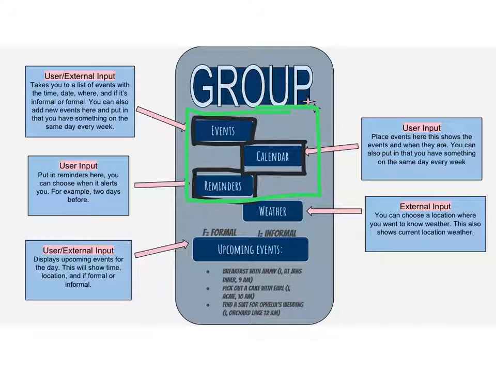Now, when we get to the weather, that is where you can choose a location that you want to know the weather for. So this requires GPS, and it'll show the current weather in whatever given location you want.